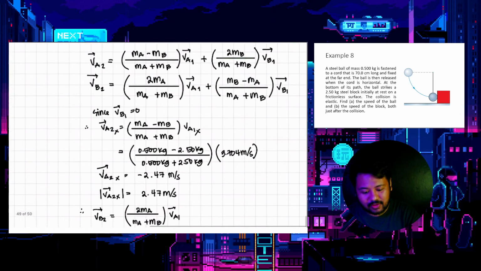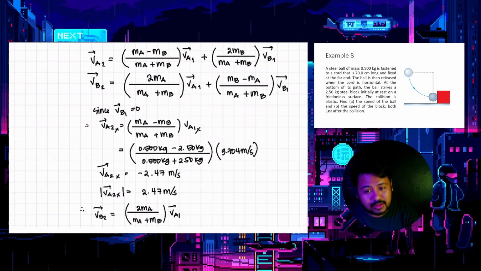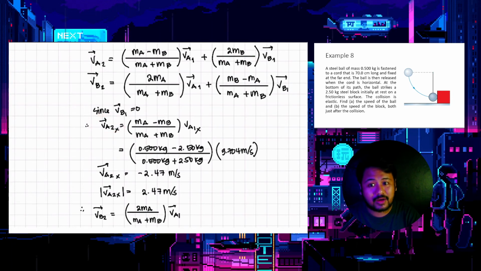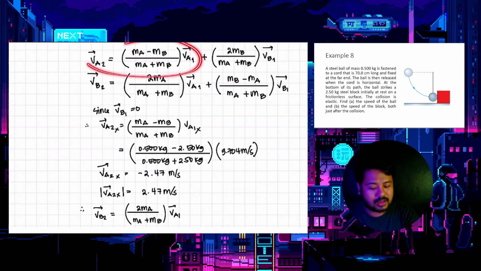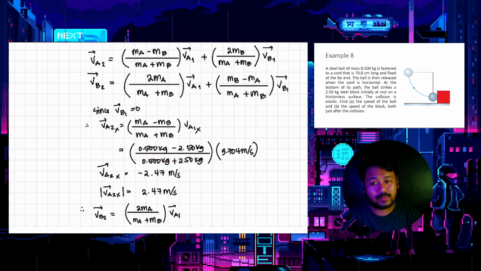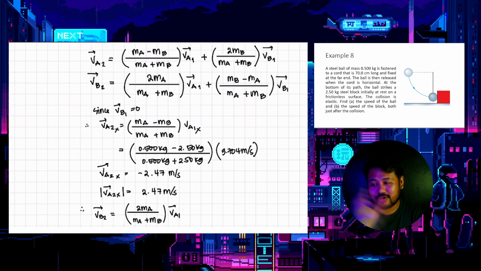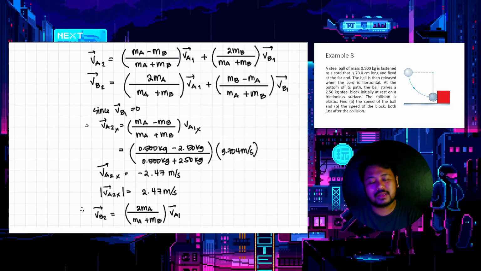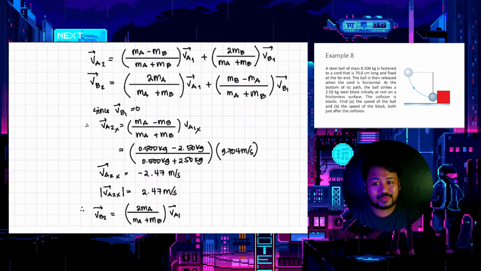Since before the collision VB1 is equal to 0, meaning the block is not moving, we could get the speed of our ball after the collision using this one. It will give us negative 2.47 meters per second. Negative because it is going in the opposite direction relative to the block after the collision, but we're just after the speed, so the magnitude will give us 2.47 meters per second.